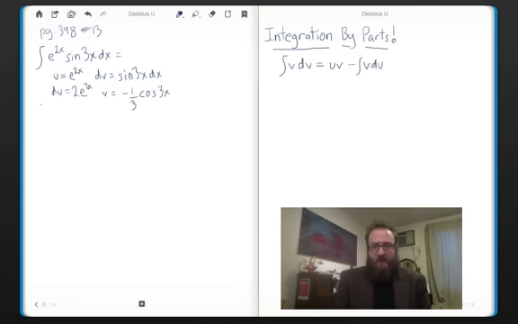Now we just look back to our formula, and we plug in our values. So our original question, what is the integral of e to the 2x times the sine of 3x dx, equals, first, u times v. Well, u is e to the 2x, so we'll write that first. And v is negative 1/3 cosine 3x.